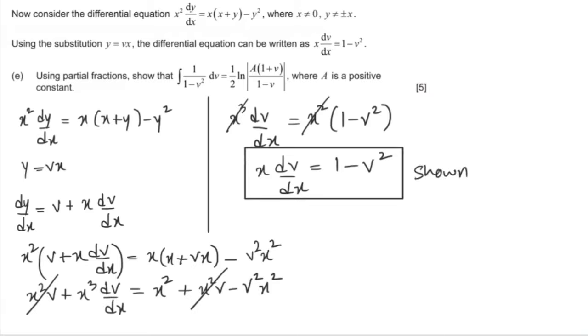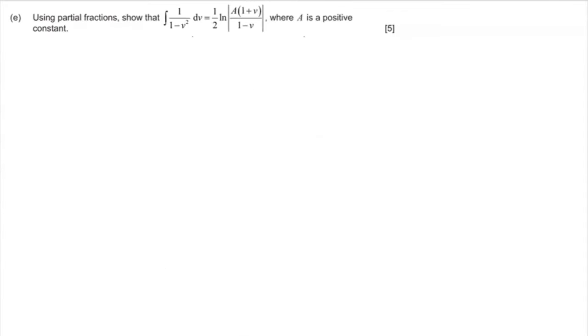Okay, next part, the E part. They're saying using partial fractions, show that this thing can be written as this, where a is a positive constant. It's a 5-mark question. So now I'm out of space. Let's solve it in the next slide. So now we solve part E. Using partial fractions, show that the integral of 1 over 1 minus v squared ends up as this result, right?